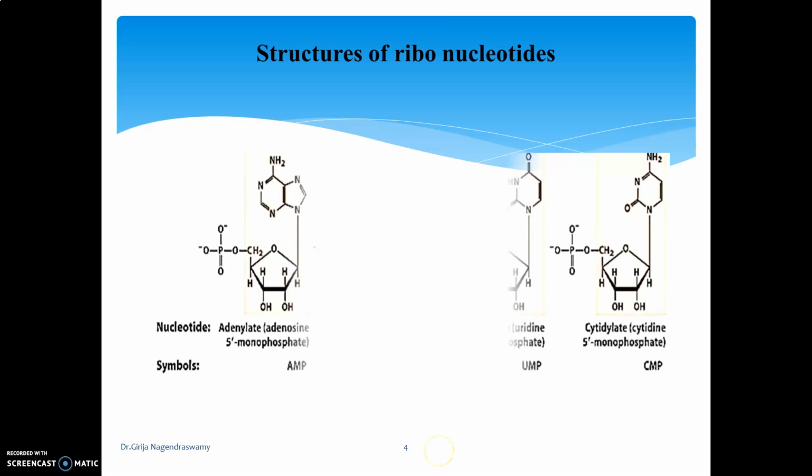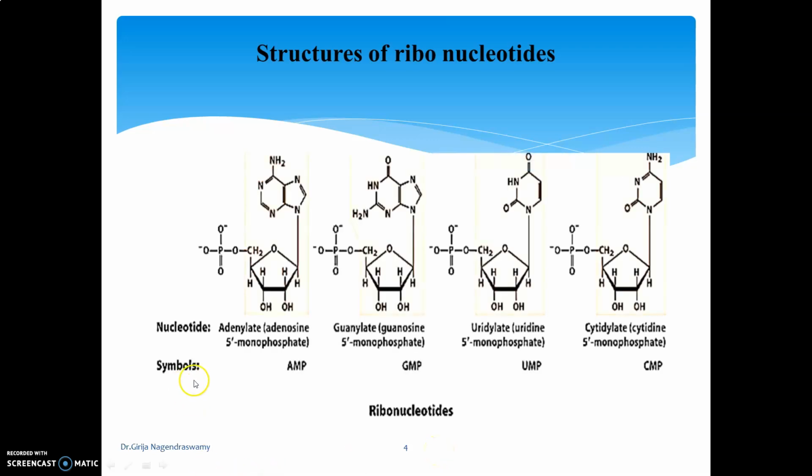Structures of ribonucleotides. Here again, four ribonucleotides are there: AMP, GMP, UMP and CMP. Base is adenine, guanine, uracil, cytosine, and sugar content is ribose. All are ribose.